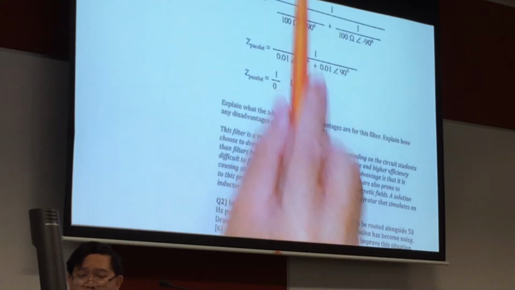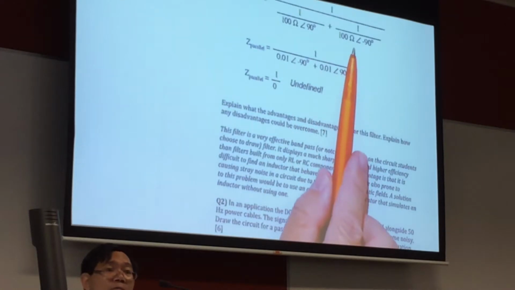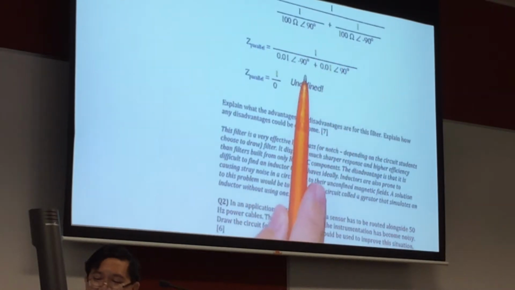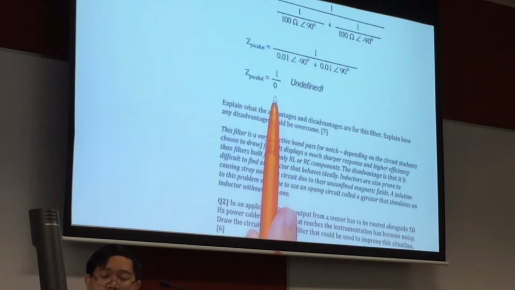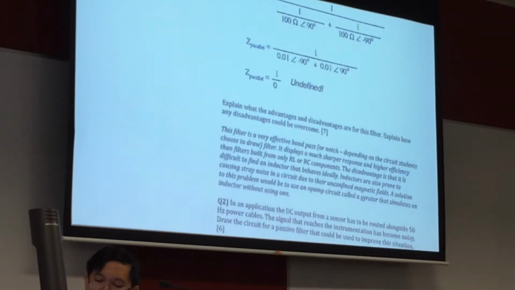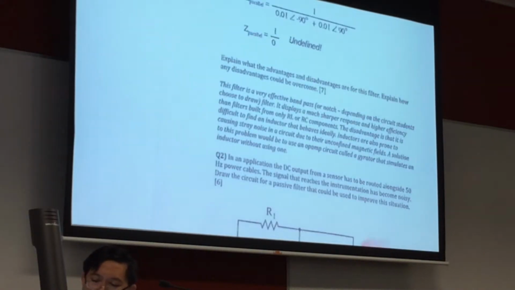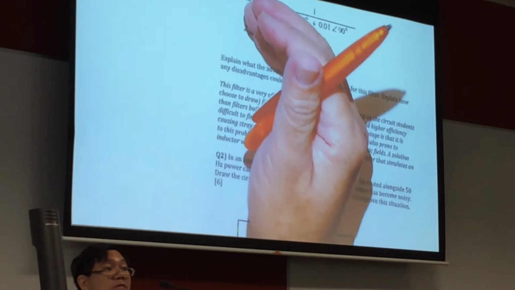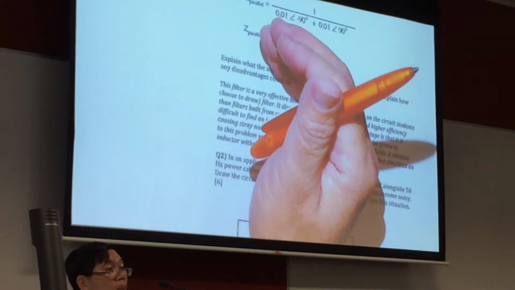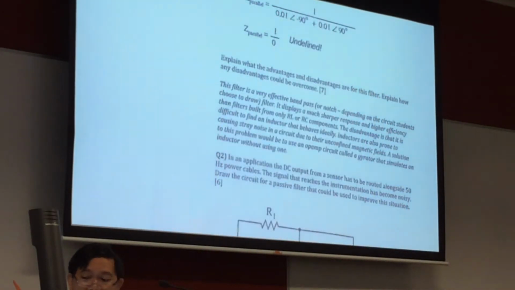Okay? So when the two are equal and opposite, what happens? When you add them together, it becomes 0, right? So having that plus, what is going to happen? It cancels out one another. So it becomes a very nice bandpass filter.